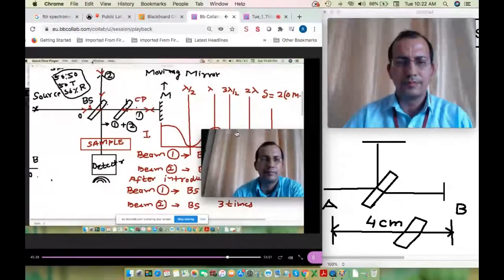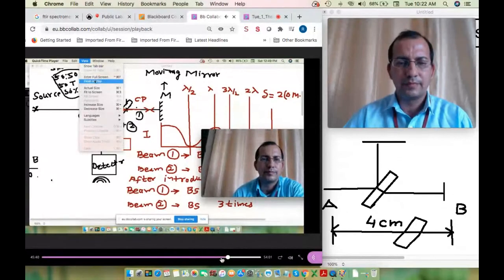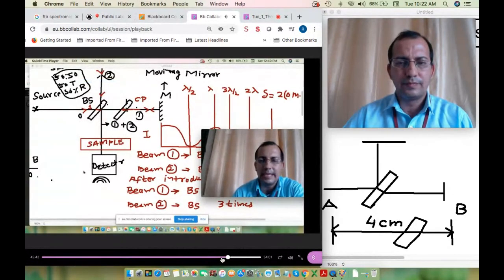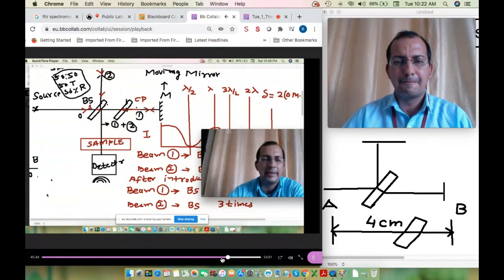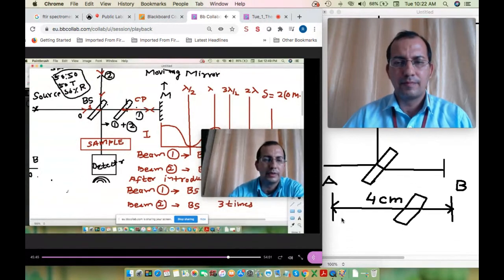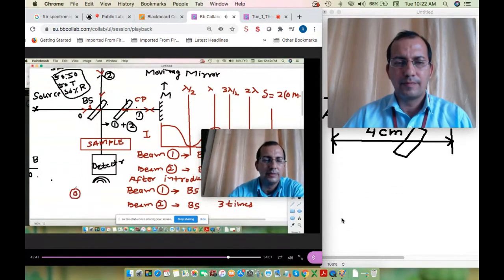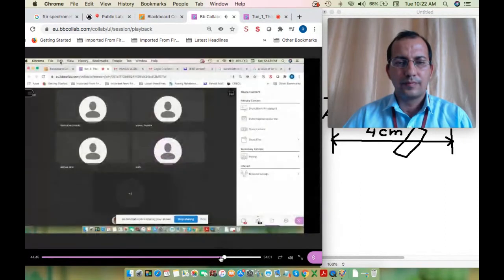At the detector, they will give us the fringes. The output of the detector would be like this. So you would have fringes like this, this type of fringes, and this will be detected. The detector will see that as the response of intensity versus the wave number.